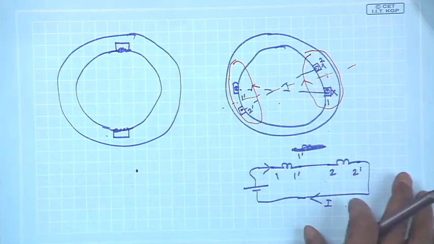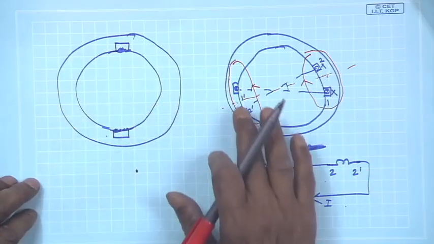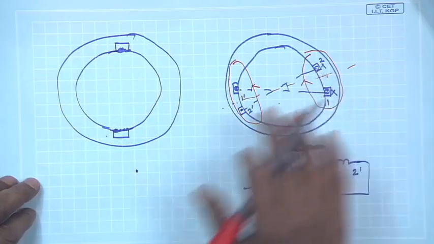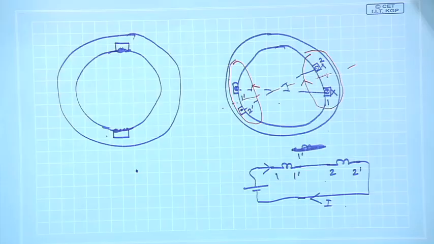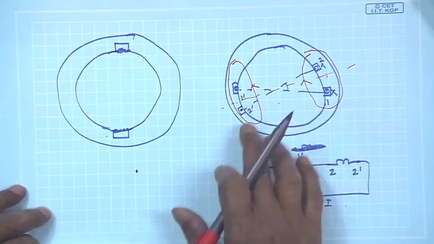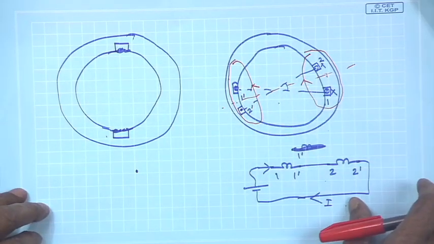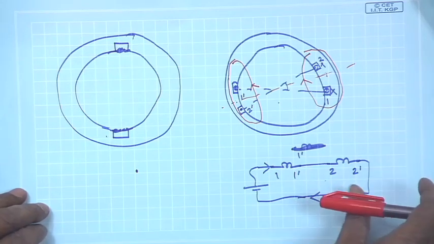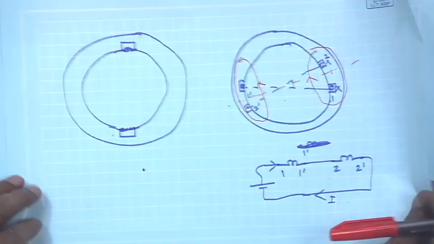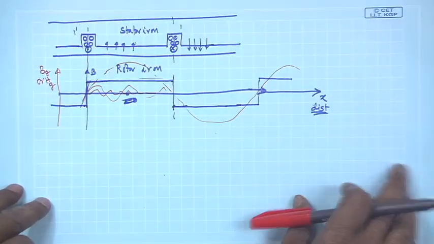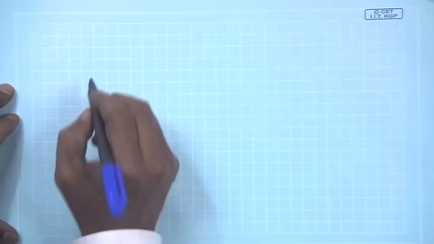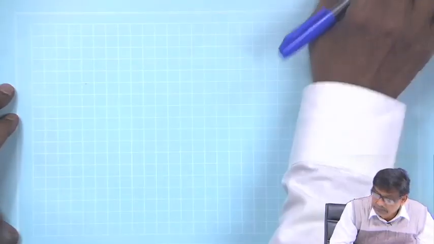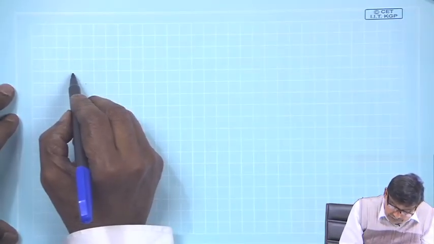You can easily see. So, instead of using a single coil, if I use two coils, named 1-1 and 2-2, and they are connected in series so that they carry the same current, then what will be the resultant waveform? First I draw the developed diagram of the system.